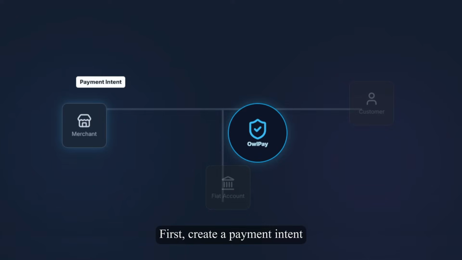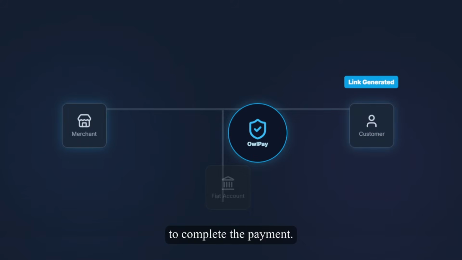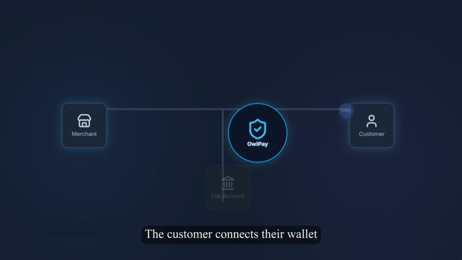First, create a payment intent with the required transaction details. Once created, a payment link is generated. The customer clicks the link to complete the payment. The link opens a clean, intuitive UI. The customer connects their wallet and signs the transaction.